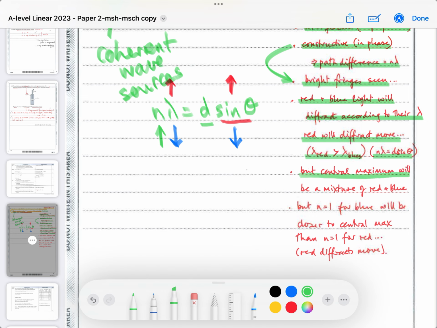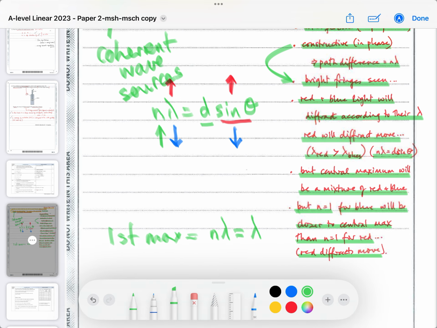But the central maxima, or the central maximum, because it's singular, will be a mixture of red and blue because they've gone the same length to come to the middle. All the light from all the diffraction grating slits will have traveled an equal distance, okay? The red and blue. But for n equals 1, for example, the blue will be closer to the central maxima because the angle is smaller than for n equals 1 for the red, because red diffracts at a wider angle for the first maxima. And remember, the first maxima will be when the path difference n lambda is equal to 1 lambda, when n is 1.